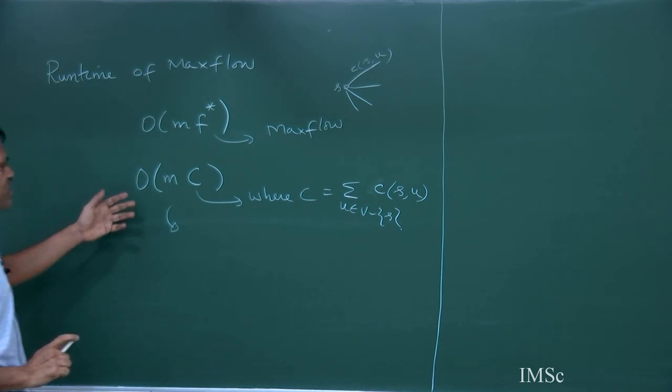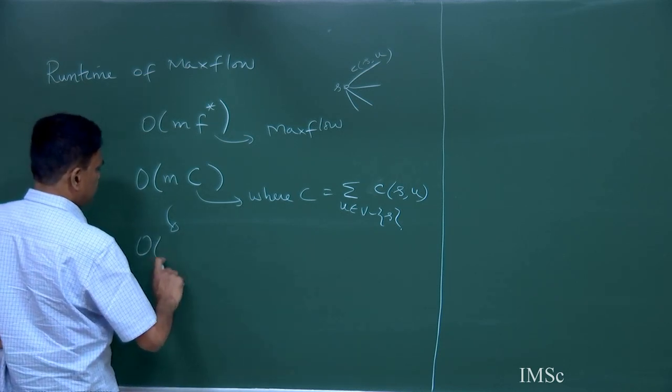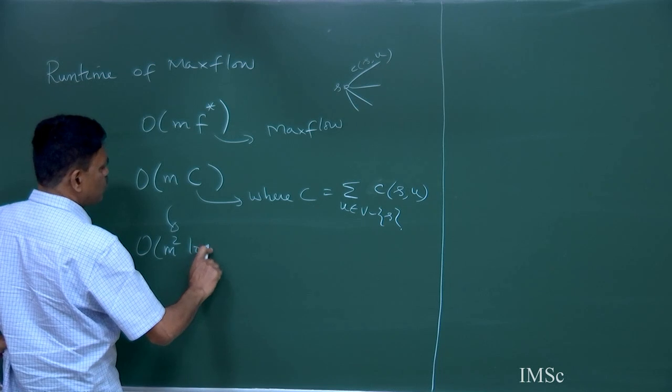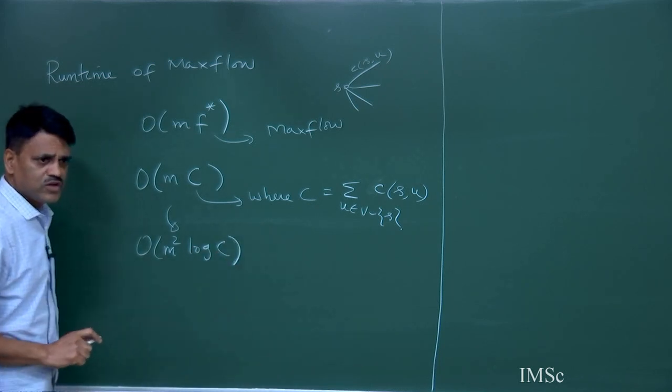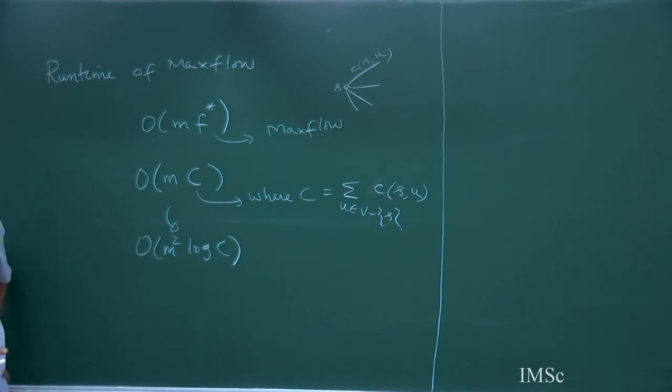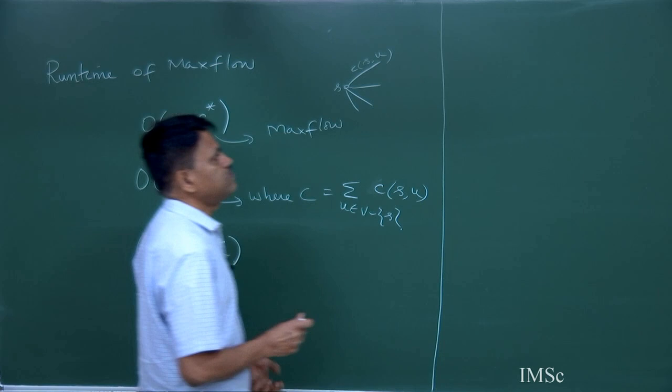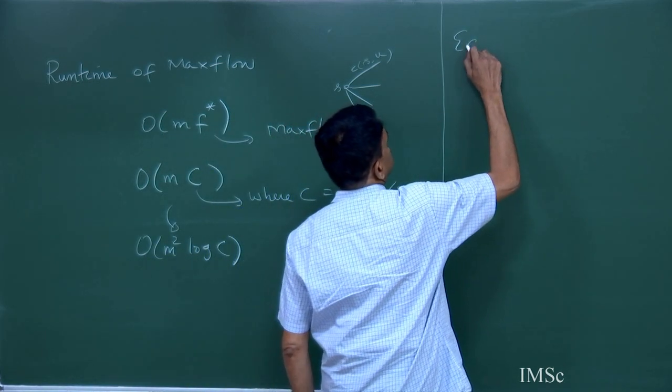You can improve this to m square log c. I don't know whether you saw this algorithm. You have seen this algorithm using some different kinds of augmentations. So today what we will look at is algorithms whose running time depends only on m and n. Okay. So the first such algorithm is due to Edmonds and Karp.